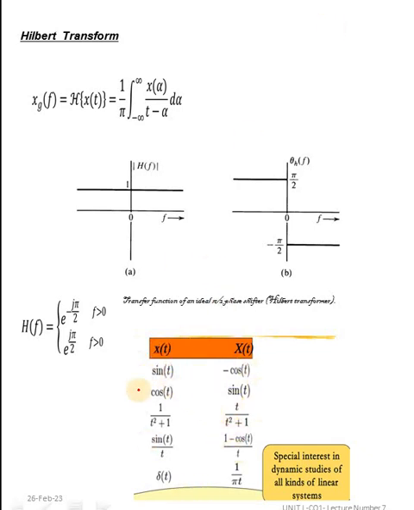If you are obtaining the Hilbert transform of sin t, it is equivalent to minus cos t. The transform of 1 by t square plus 1 is equivalent to t divided by t square plus 1. Sin of t by t is equivalent to 1 minus cos t by t. Delta of t is equivalent to 1 by pi t. So these are all the important formulas you have to remember for the Hilbert transform.